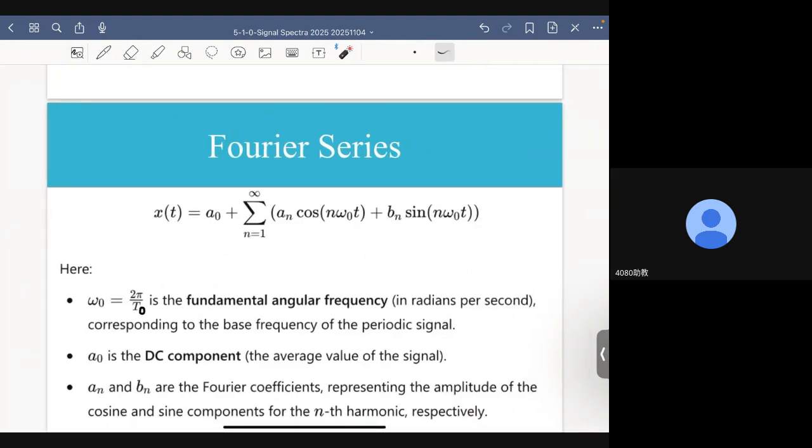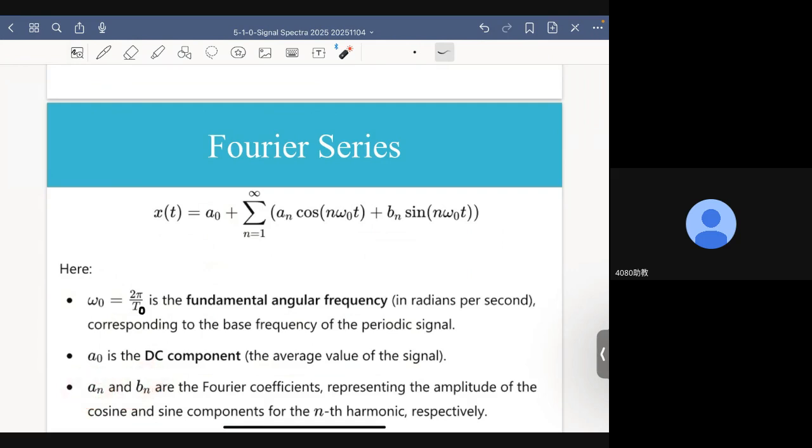So with T0 as the signal period, omega 0 becomes the fundamental frequency of this Fourier series representation. A0 is the so-called DC component, which is essentially the average value of the signal. And An and Bn are what we call Fourier coefficients.